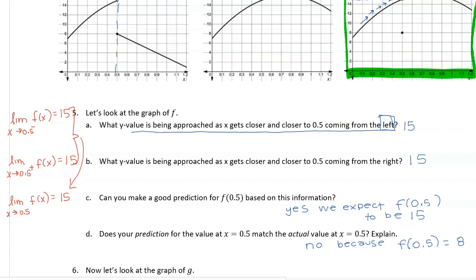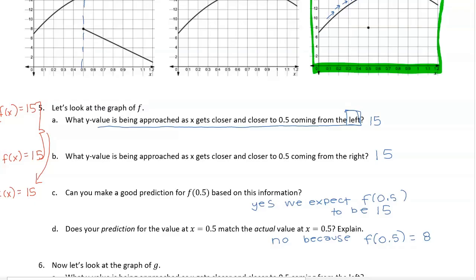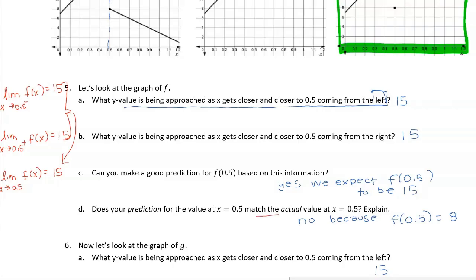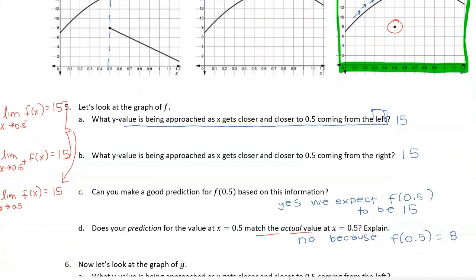But here's the interesting part. The limit for this function is 15. It is approaching 15 as we come in from each side. However, question D says, does the limit or does our prediction match the actual value? Well, if you go back to this function, the value at x equals 0.5 is going to be 8, and that's represented by this right here. So f of 0.5 is going to equal 8. The limit doesn't match the value of the function.